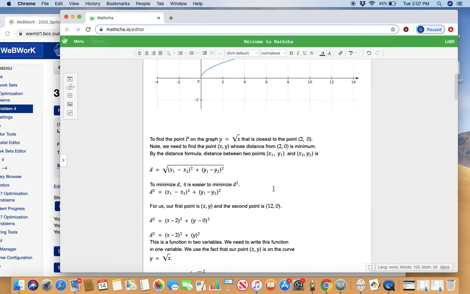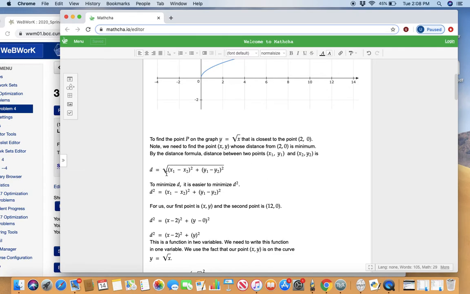So to find the point P on the graph y equals radical x that is closest to the point (2, 0), we need to find the point (x, y) whose distance from (2, 0) is minimum. By the distance formula, the distance between any two points is given by the square root of (x1 minus x2) quantity squared plus (y1 minus y2) quantity squared. Notice some people write x2 minus x1, y2 minus y1. It's okay. You're squaring it, so the order doesn't matter.